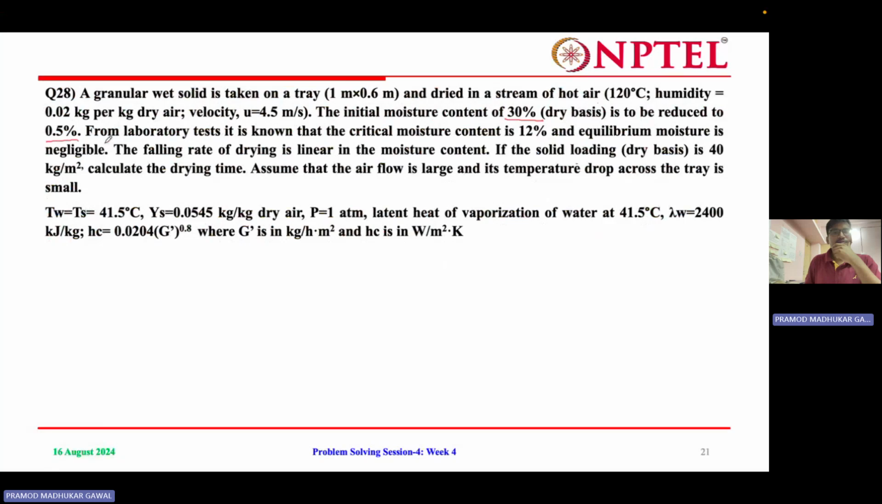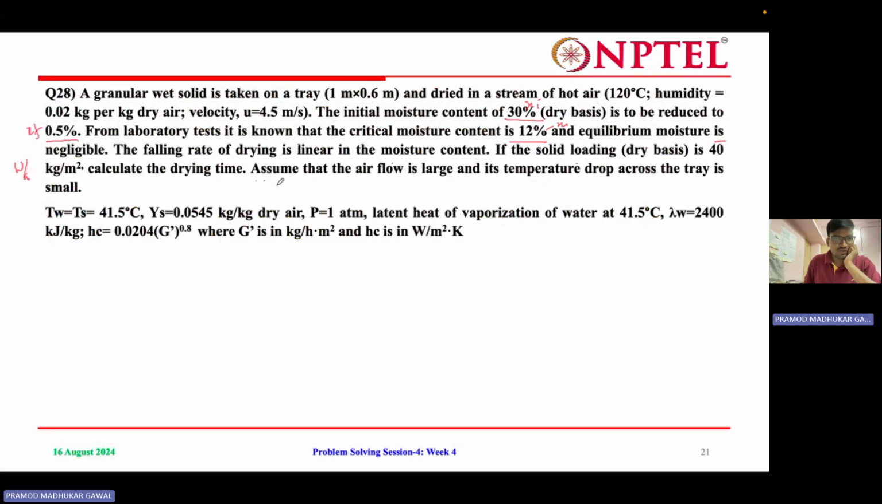From the laboratory test, it is known that the critical moisture content Xc is 12%, and the equilibrium moisture is negligible, meaning X star is equal to 0. So I can write down here directly Xc, Xi, and X. The falling rate of drying is linear to the moisture content. The solid loading on dry basis, W by A, is given as 40 kg per meter square.